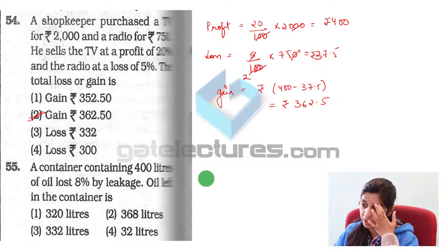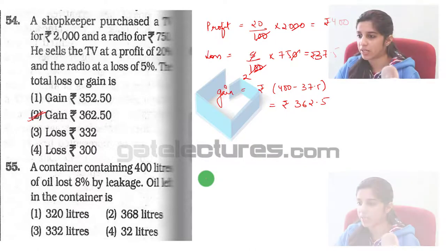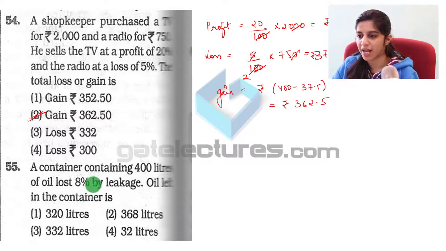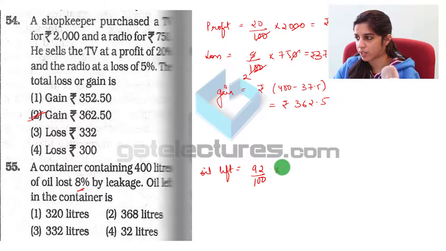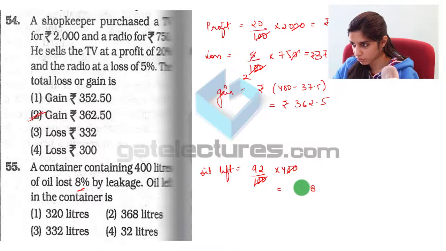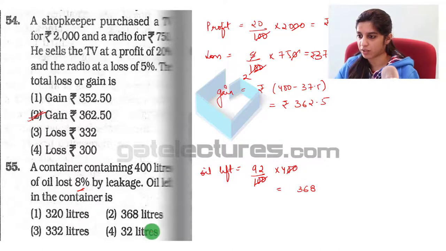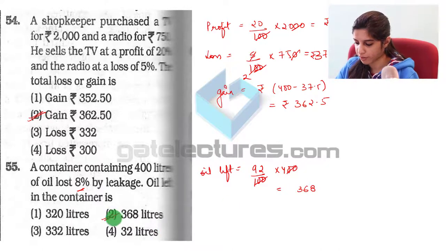A container containing 400 liters of oil lost 8% by leakage. So oil left in the container. See, if it has lost 8% by leakage, then oil left is going to be 92%. It had 400 liters, so now 92% of 400 is going to be left. So how many? 368 liters is going to be left, right?